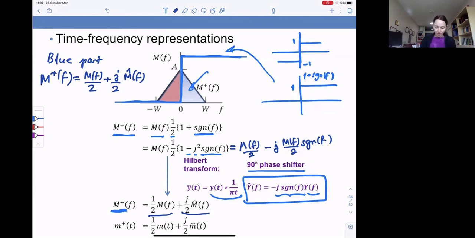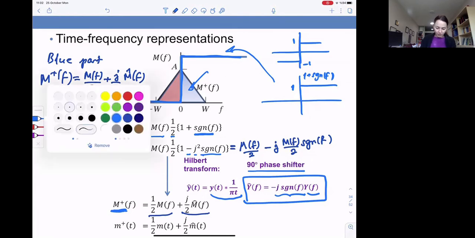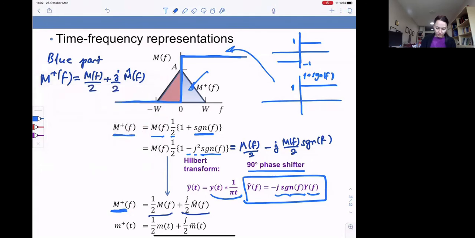Okay, so far we have the blue part in frequency domain. How about in time domain? In time domain, well, it's here. By direct conversion to time, it's here. But at the moment, let's continue in frequency domain.